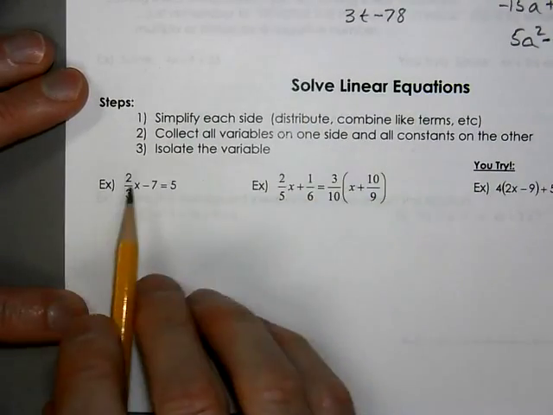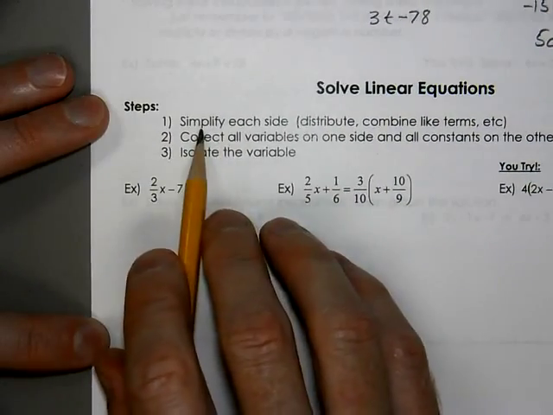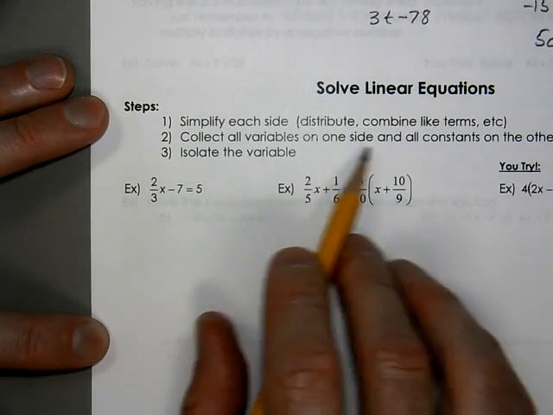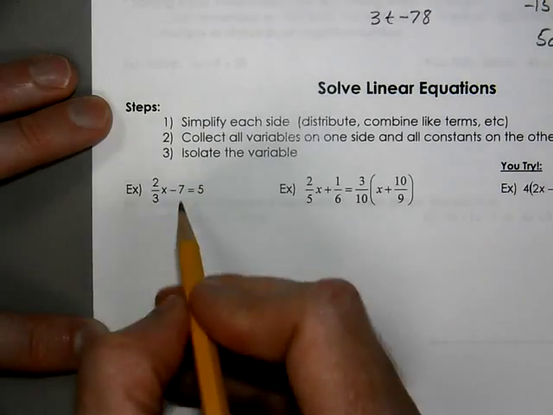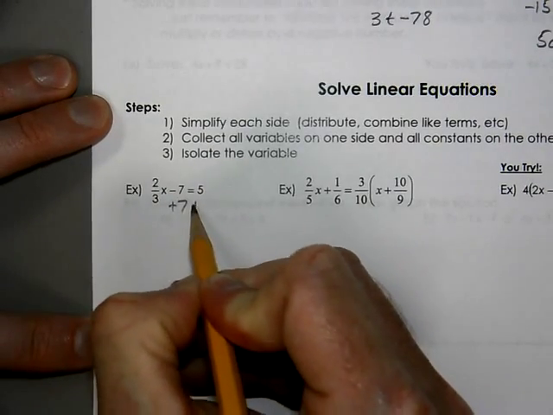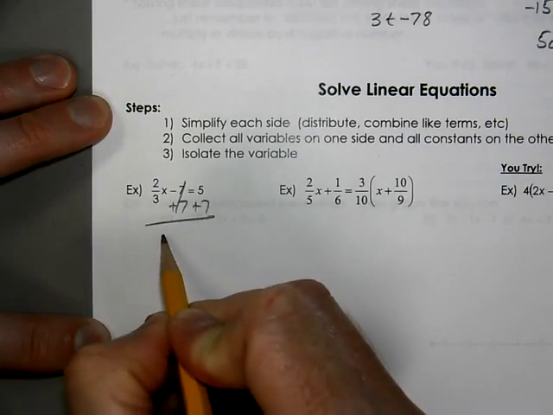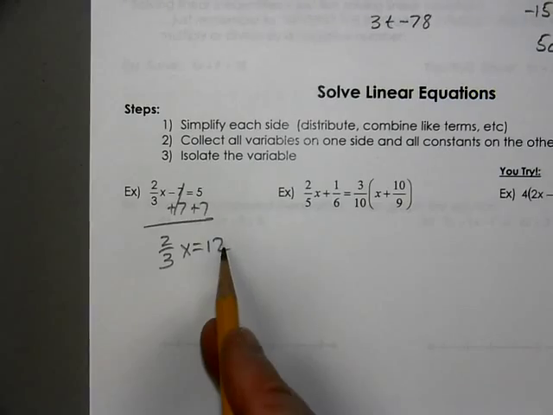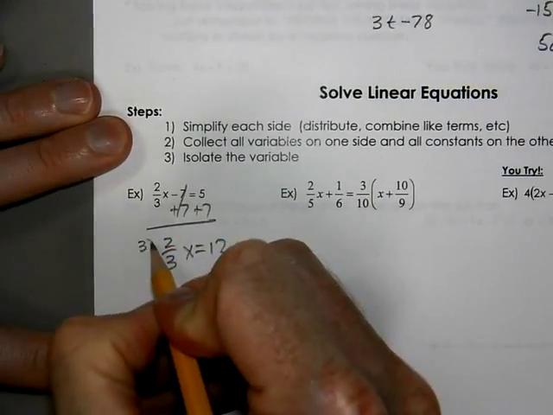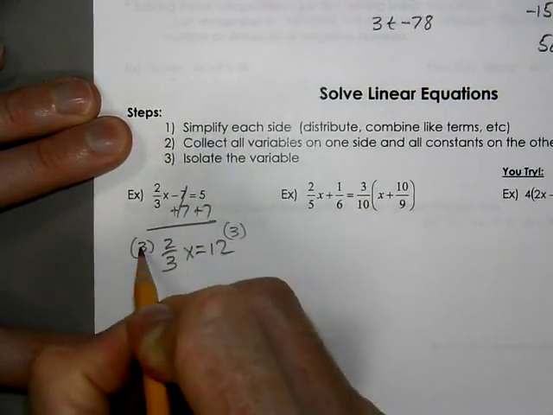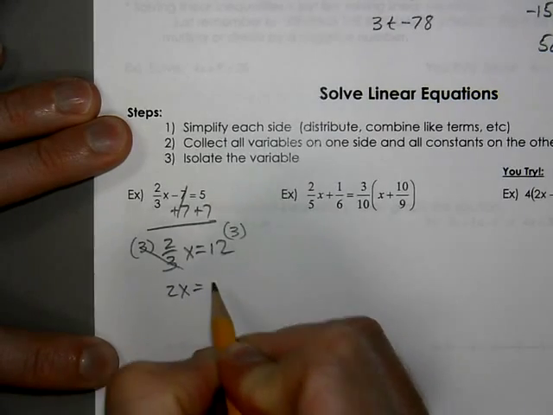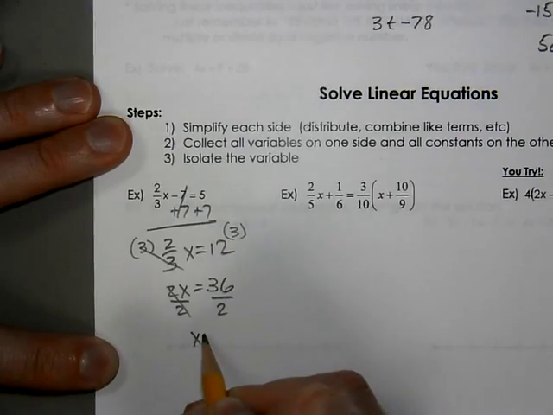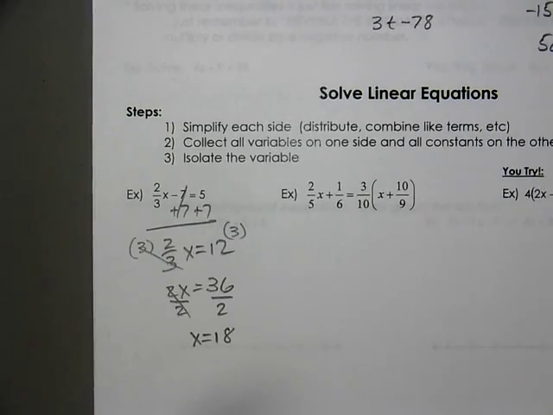Here, we're going to solve the equations. Now we're solving. We're going to simplify if we need to on the side. We're going to collect all variables, and then we're going to isolate the variable. So here, a couple different ways we could consider doing this. I like to multiply by the denominator. So I'm going to multiply by 3 to both sides to get rid of that denominator. And then divide by 2. That gets us 18.